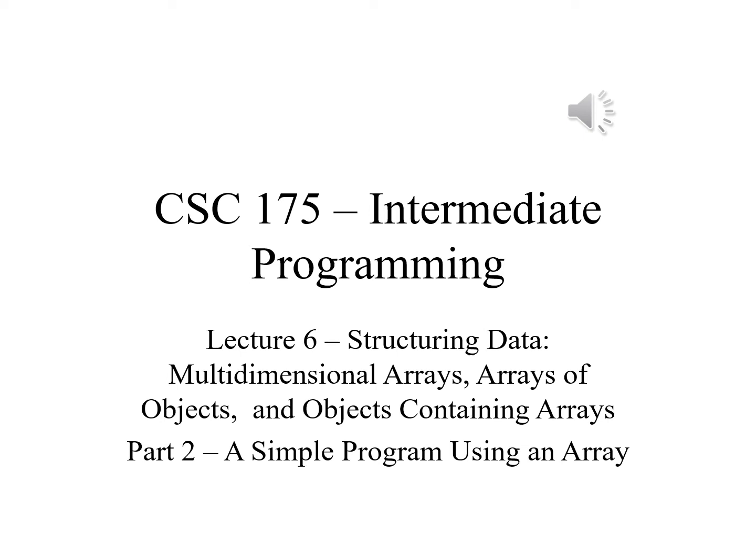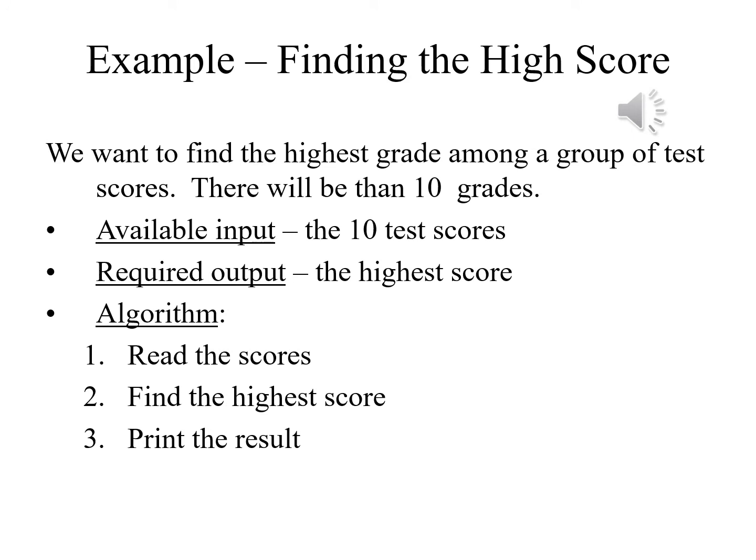In part 2 of lecture 6, we will see a simple program using an array. Let's look at an example. We want to find the highest grade on a given exam, where there are 10 grades, any one of which could be the highest. We have 10 values that we can read in, and obviously the highest score is going to be our output. The algorithm starts out very simply.